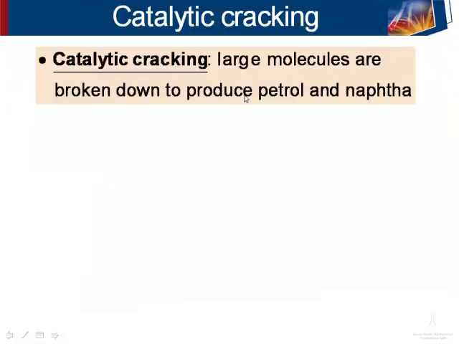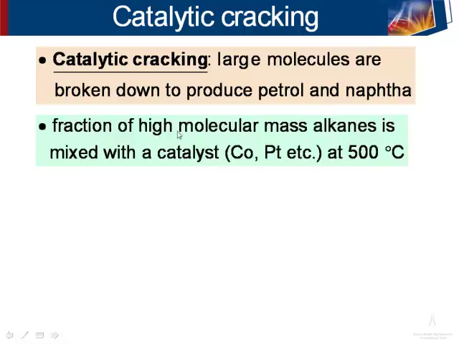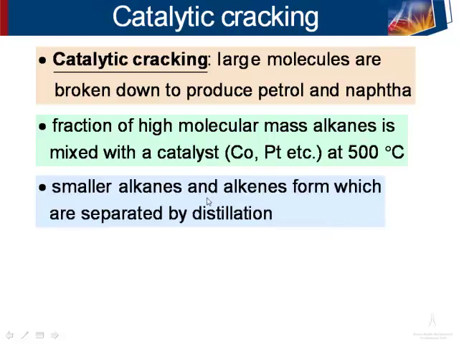Catalytic cracking. Catalytic cracking is when the large molecules are broken down to produce smaller molecules, smaller carbon chains. So the larger carbon chains are broken down into smaller carbon chains, for example in petrol and naphtha. A fraction of high molecular mass alkanes is mixed with a catalyst, either a cobalt or platinum catalyst, at 500 degrees Celsius, and we'll see that smaller alkanes and alkenes form, which are separated by fractional distillation.